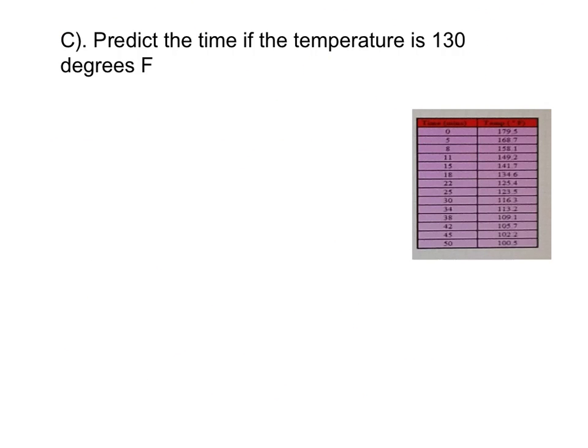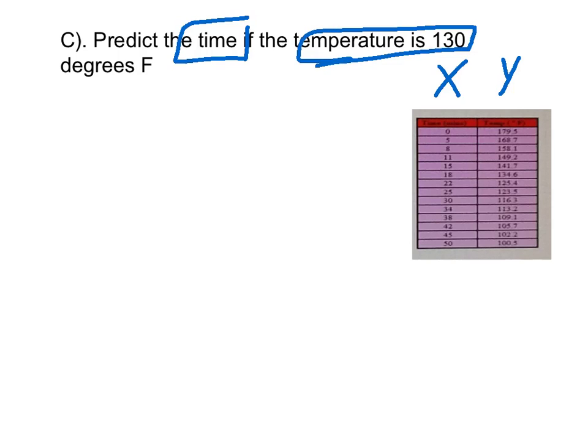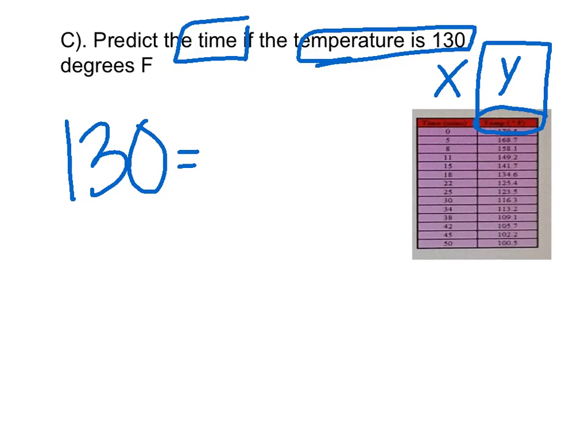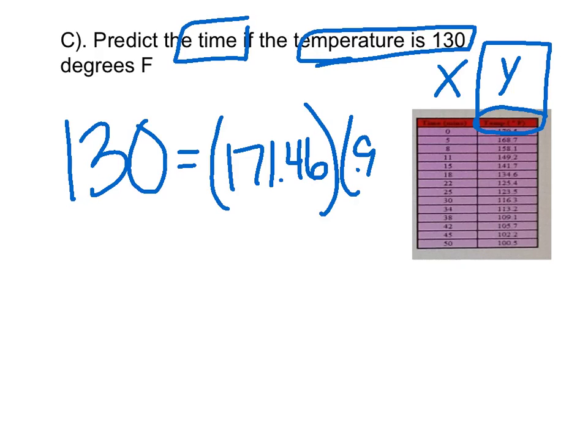Alright, so part C is going to require a little bit more work on our part here. It says predict the time if the temperature is 130 degrees Fahrenheit. So again, there's one thing they should be asking for, one thing they want to know. And recall, whatever is first is X, second is Y. So predict the time. That's the one you don't know. If the temperature is 130 degrees. So they're telling you the temperature, and if you read your chart, temperature is the Y. So they're telling you the Y. So instead of saying Y equals, I'm going to say 130 equals 171.46 times 0.99, and I'm predicting the time, so that's raised to the X.